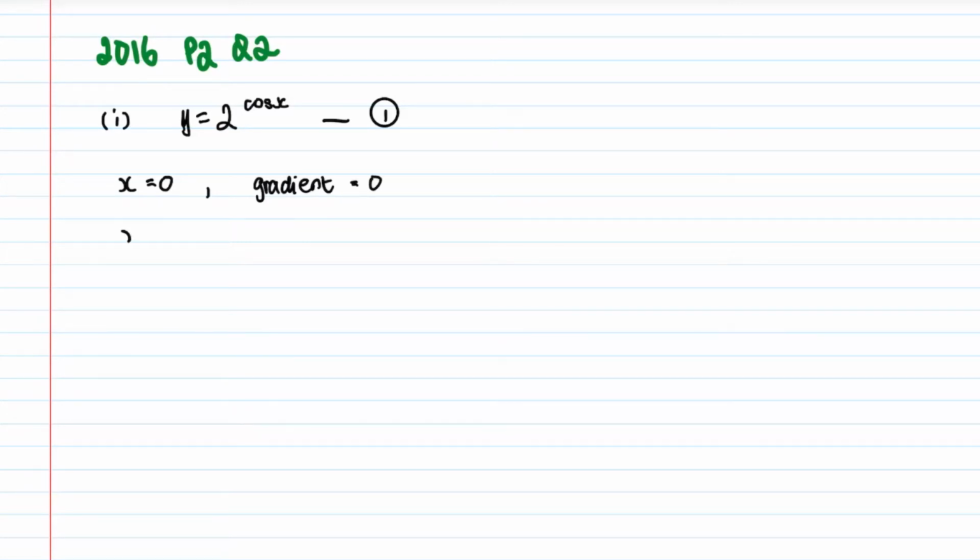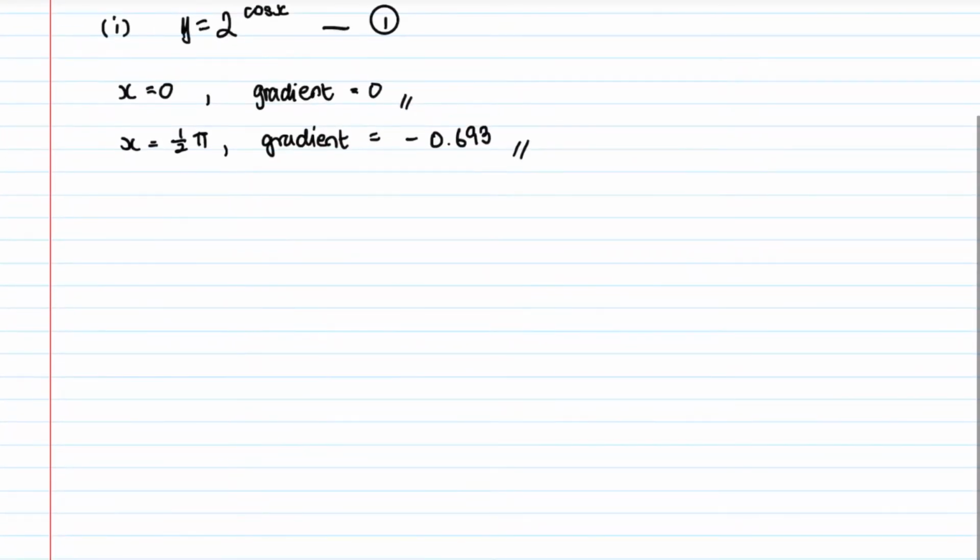And the other case is when you sub in x equals half pi. To 3 significant figures, you get negative 0.693. So these are the two answers that you get: the gradient of the curve when x equals 0 and x equals half pi. Very simple. Just sub in these values and the graphic calculator will help to do the rest of the work.